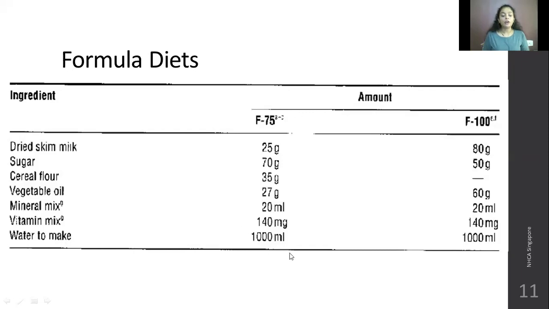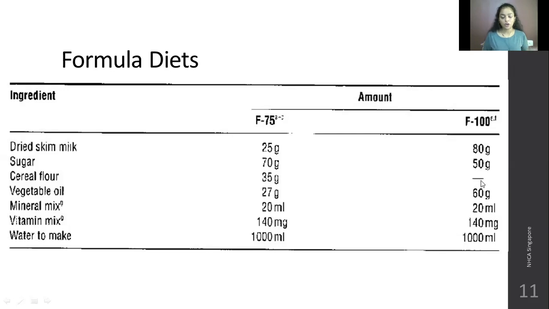In 1 liter of water, you have to measure all these things and mix them properly. And you can see the difference here. In F100, cereal flour is not used, because in the rehabilitative phase you start with home cooked food, and on top of that you give them F100. In home cooked food, especially in the Indian diet, you have lots of cereals and pulses. So that is why you do not put cereal flour here. That is a difference.